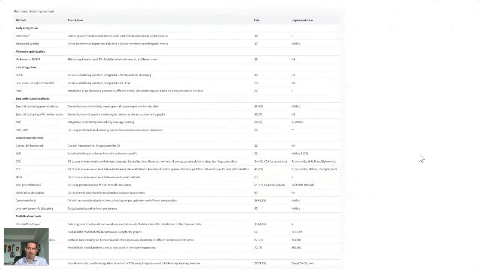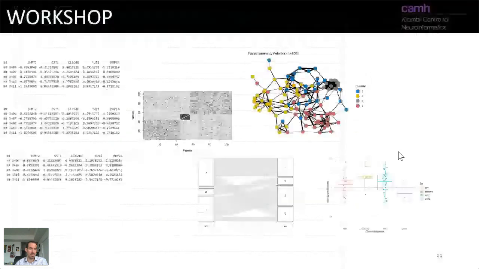This is just for due diligence, probably useful because you can't read any of it. SNF is in the middle here. This is a very recent review, a list of multi-omic clustering methods. Very new. A lot of these have come out. Late integration, early integration, dimensionality reduction, and then similarity-based methods, which are person-centric methods, spectral clustering, SNF, and a few others that I'm not familiar with. But there are options out there.